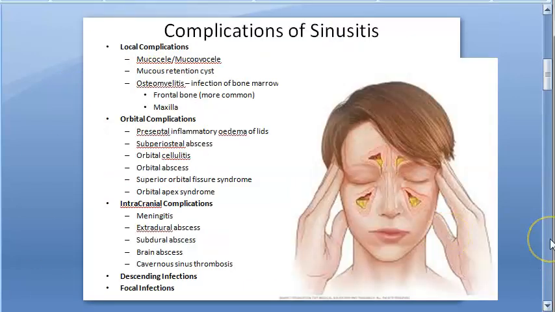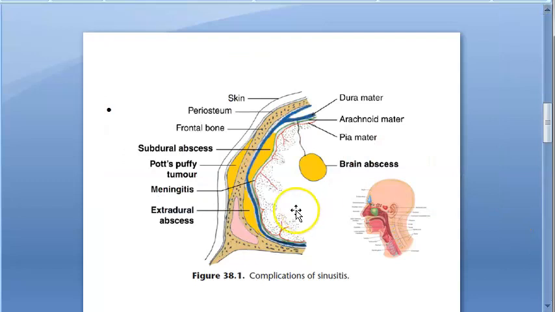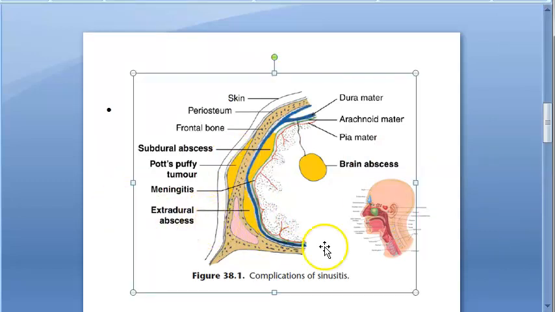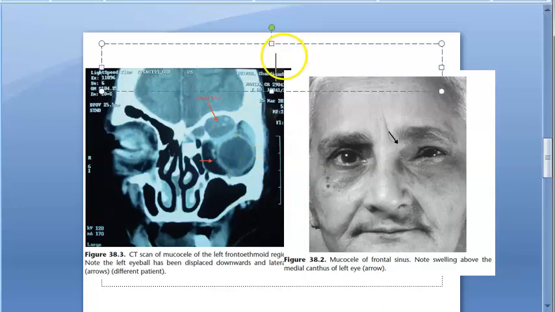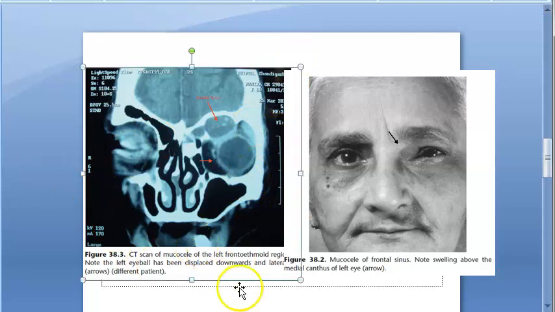Let's look at some images available from the textbook. Here we already saw the intracranial complications they have shown. What is this one here? They are trying to show mucocele. This is local. Mucocele in the left frontoethmoid region. Here they are showing a mucocele in the frontoethmoid region.